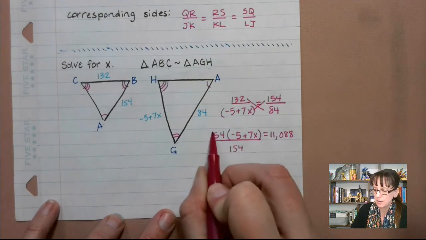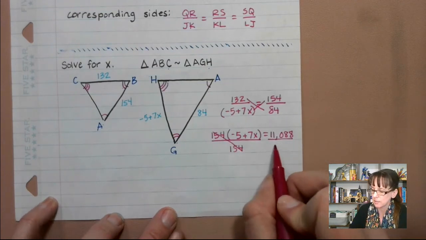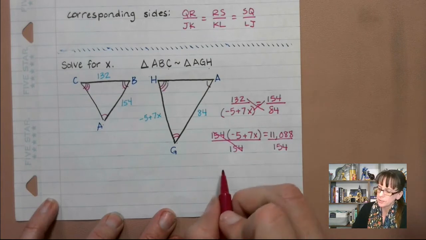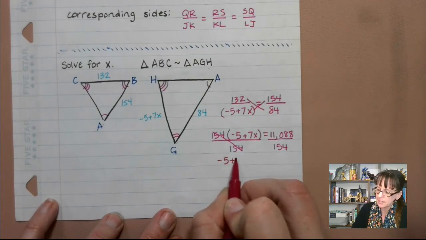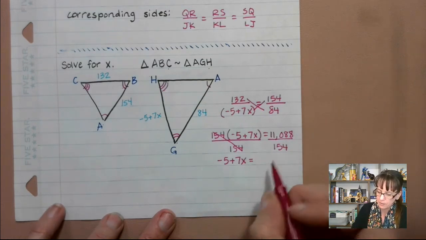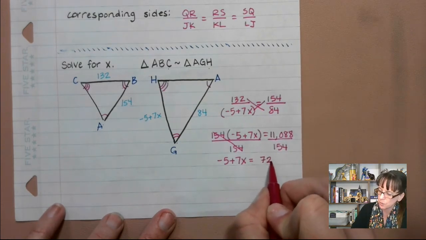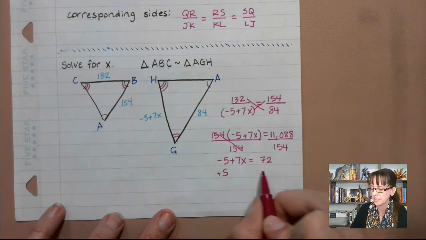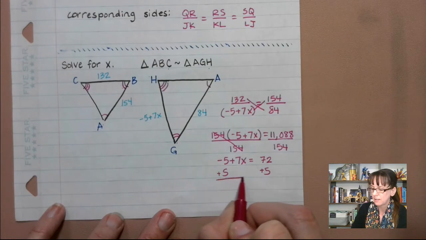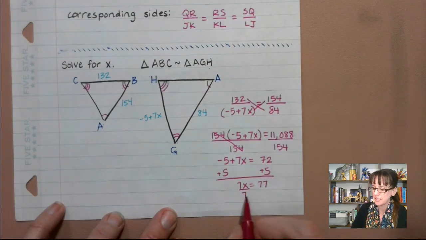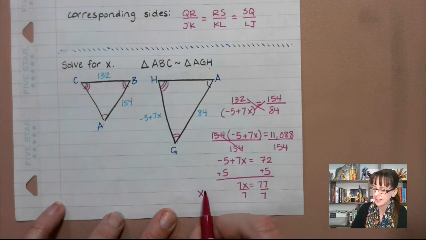So there are two ways to solve that. I'm going to take the shortcut because I don't feel like multiplying it out and getting huge numbers. So now what I have is negative 5 plus 7x equals, and if I take 11,088 and divide that by 154, I end up with 72. Now we can solve this equation by adding 5 to both sides. I get 7x equals 77. Divide both sides by 7, and x equals 11.